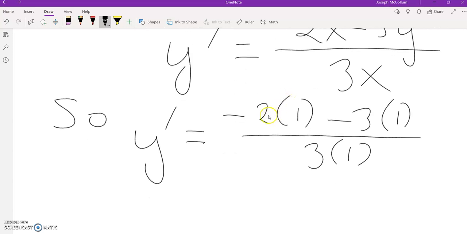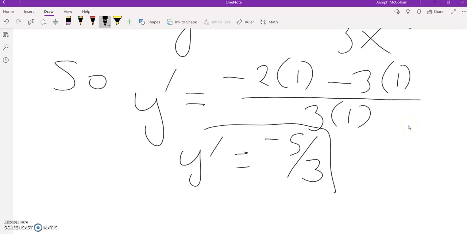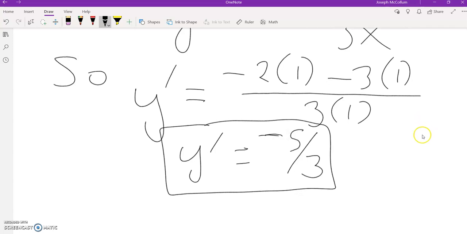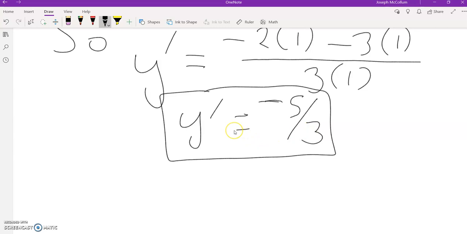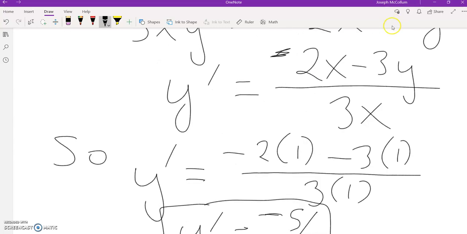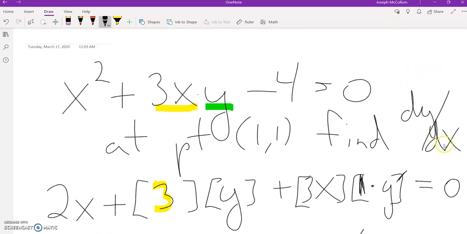Know what you're evaluating, know what you're plugging in. All right, now we simplify. Negative 2 minus 3 is a negative 5, and 3 times 1 is a 3. And so that is my final answer. The derivative is negative 5 over 3. What does that mean? Well, as you recall, the derivative is the slope, but dy dx is always a slope. Change in y over change in x, right?